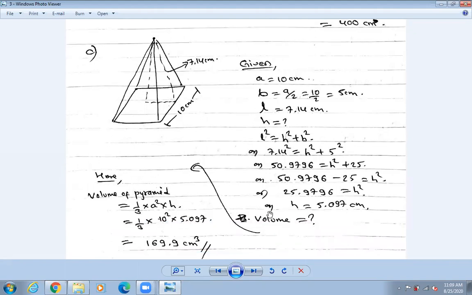We got H and we got A also. Now use the formula. Volume of pyramid will be 1 by 3 A square into H. So 1 by 3 into A square, A means 10 square, into H, which we have just got as 5.097. After cancelling and all, we will get 169.9 cubic centimeter. Okay, so done. Shall I go for the next slide? 7 minutes left now.